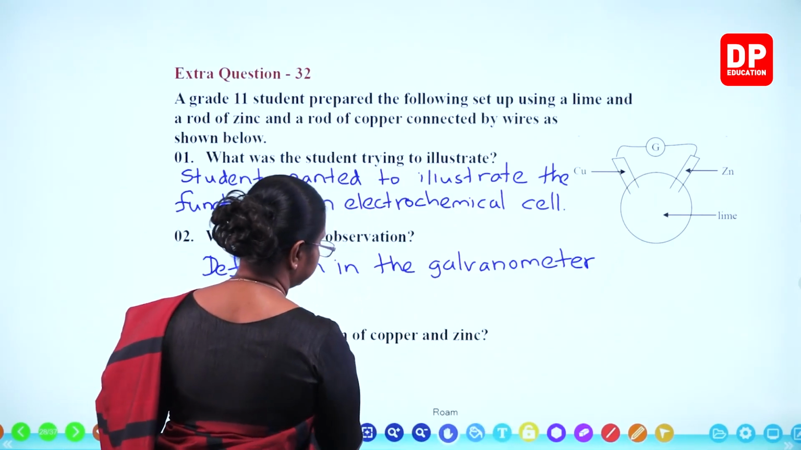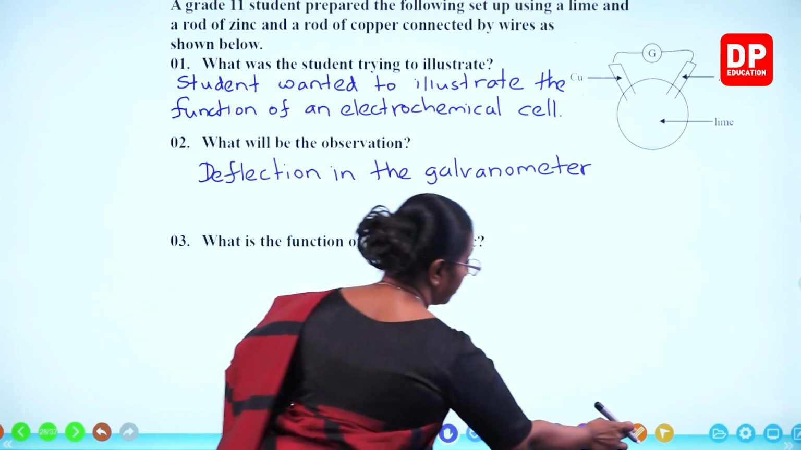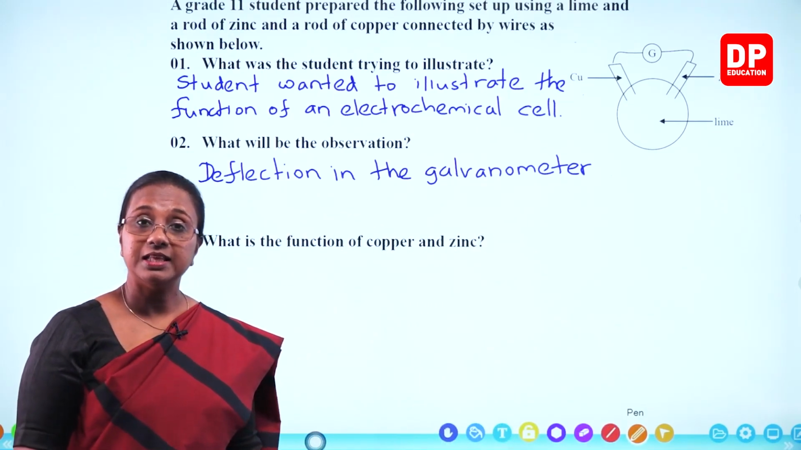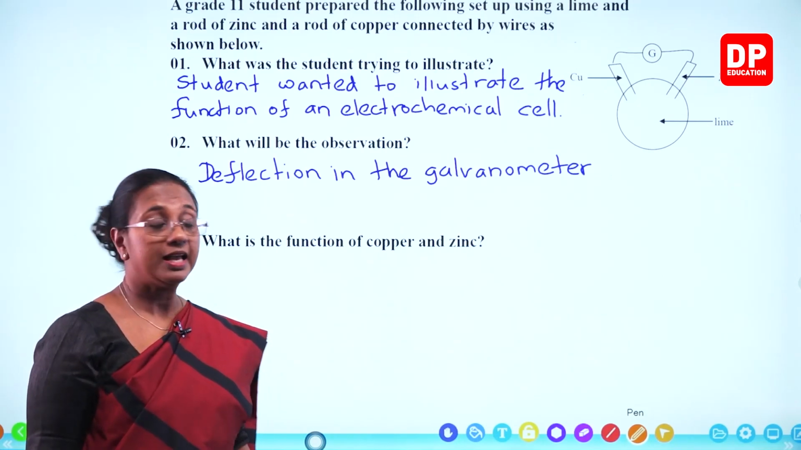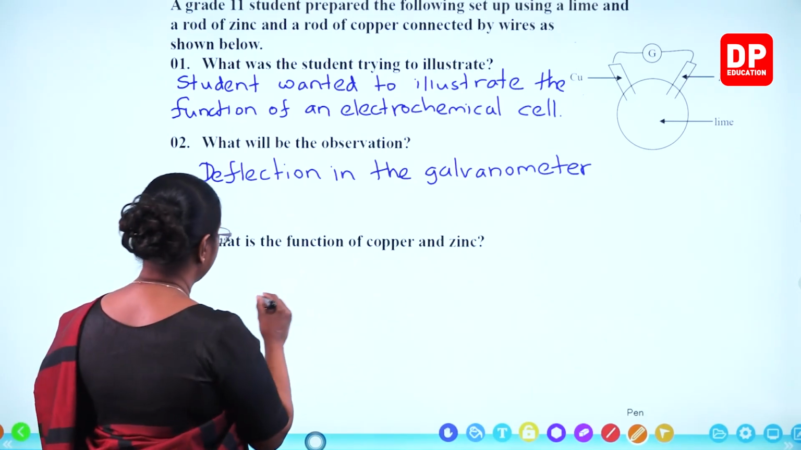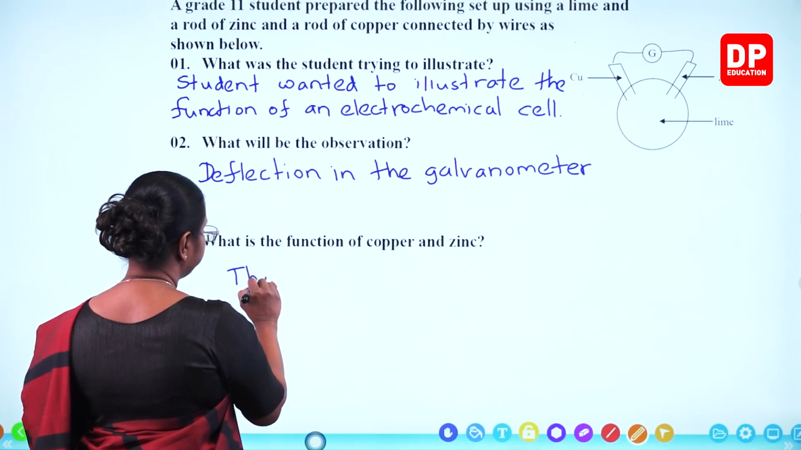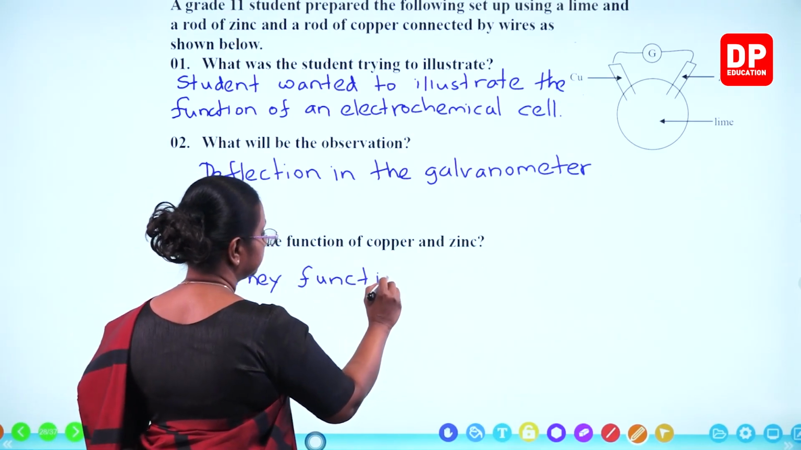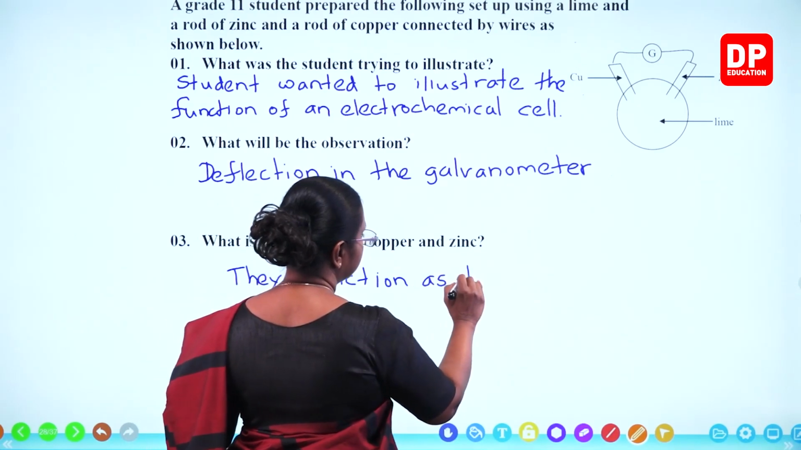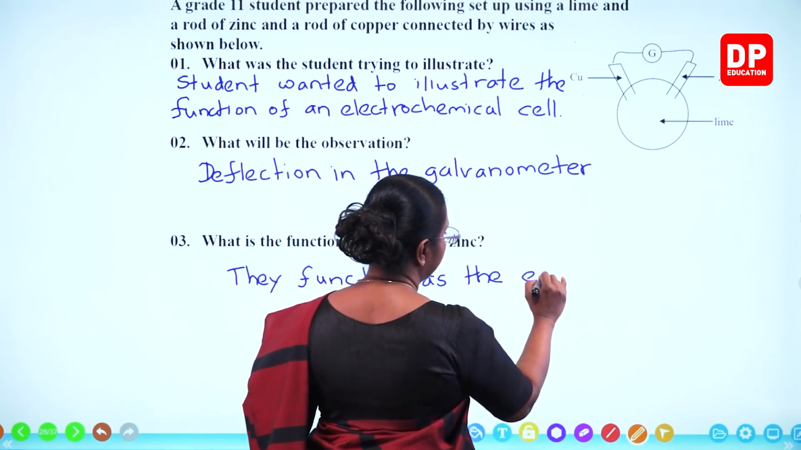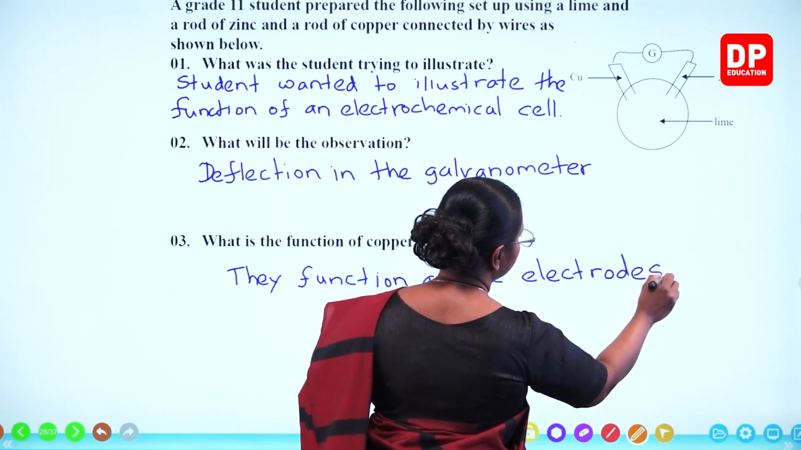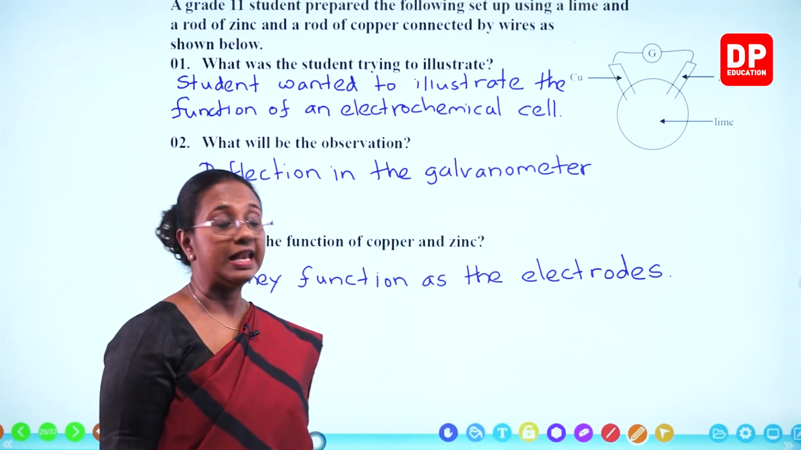Then, what is the function of copper and zinc? They function as the electrodes. So, they are the two electrodes.